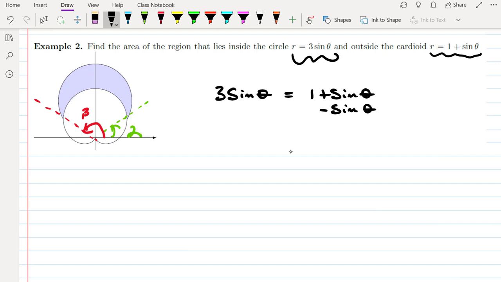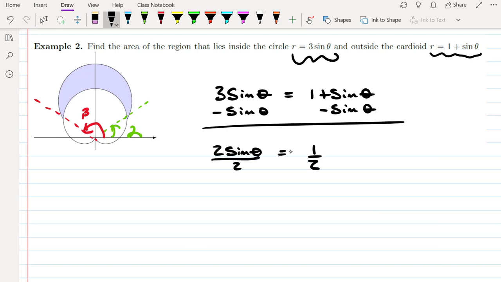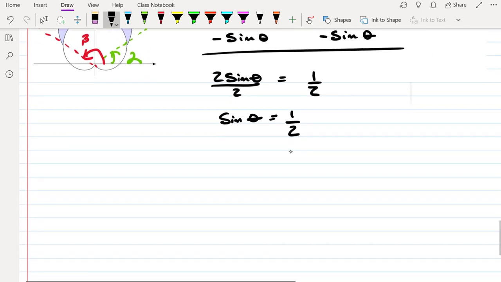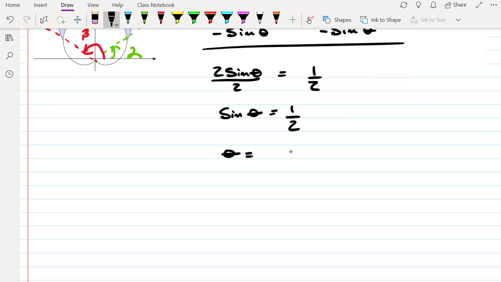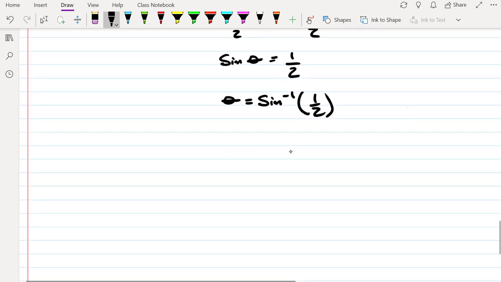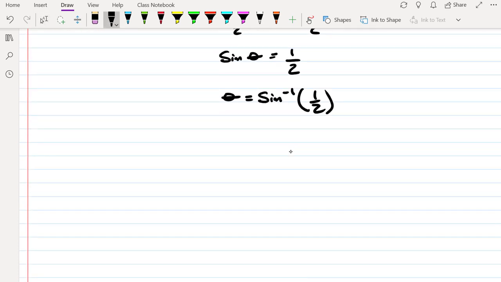So minusing sine theta from both sides, we get 2 sine theta is equal to 1, divide by 2, divide by 2. We get the sine of theta is equal to 1/2. Taking the inverse sine of both sides gives theta equals the inverse sine of 1/2. So the inverse sine of 1/2 has solution pi over 6, and the other solution on the unit circle is at 5 pi over 6.